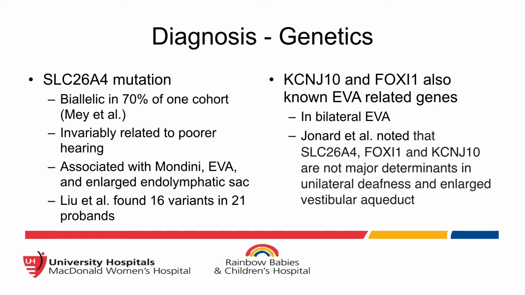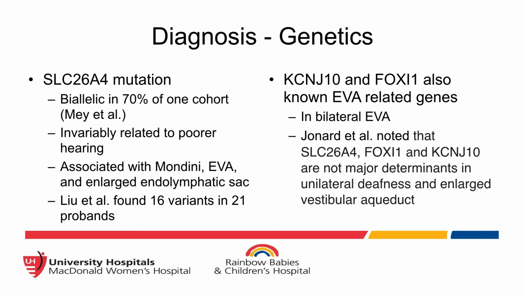Now, the genetics components of the diagnosis. There are several genes, but the three main ones are SLC26A4, KCNJ10, and FOXI1. The one that was initially described was SLC26A4 mutation. May et al. noted that it was biallelic in 70% of one cohort. Invariably, they had poorer hearing if they were biallelic, and it can be associated with the Mondini, EVA, and an enlarged endolymphatic sac.